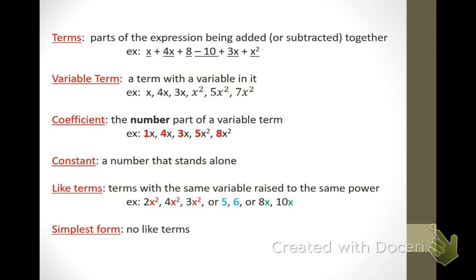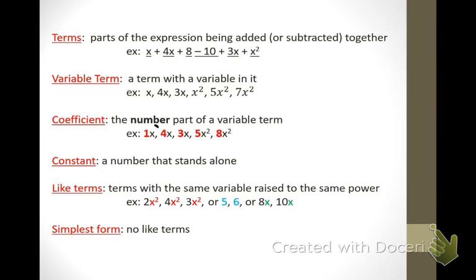Next up, coefficient. This is a tricky word. Everyone say coefficient. Coefficient. All right, it's not a word that we normally talk about, but a coefficient is the number part of a variable term. So basically, it means the number that is attached to a letter.